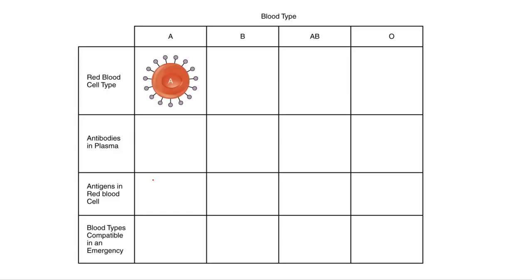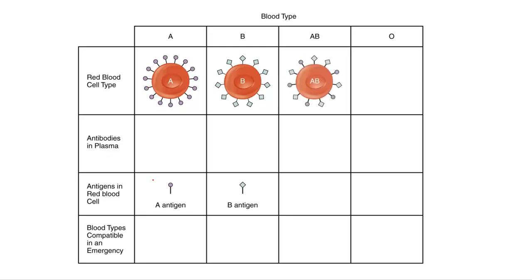So on the surface, very simple. If you have A antigens on your red blood cell, you have type A blood. That's all there is to it, okay? If you have a B blood type, you have B antigens on your blood. And guess what antigens you have on your blood if you're AB? You guessed it. You have both A's and B's.